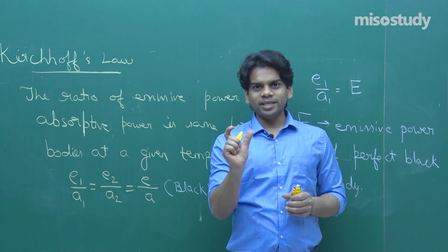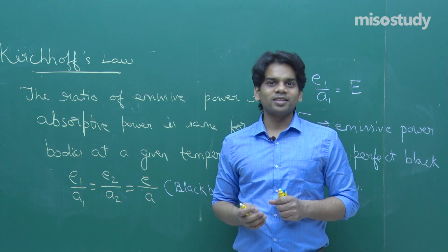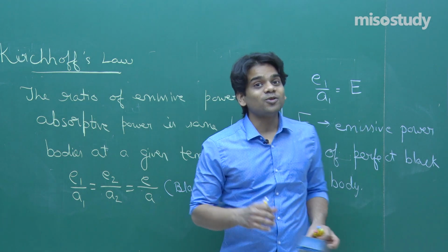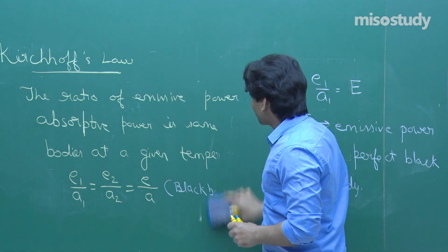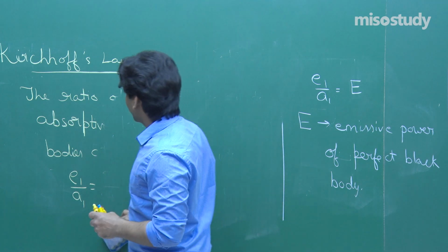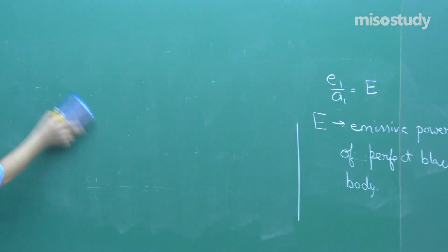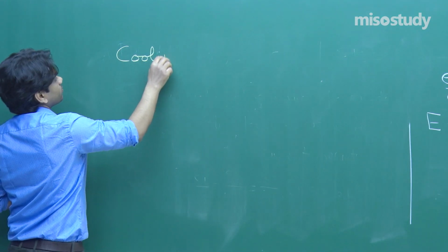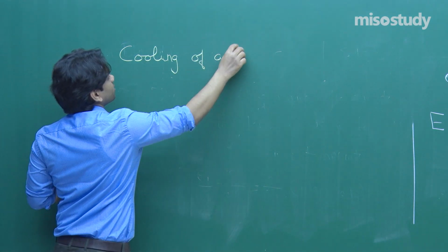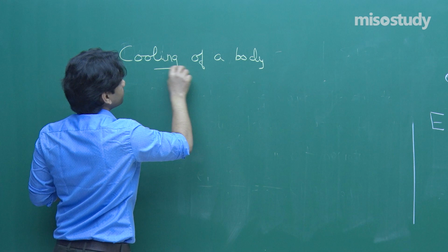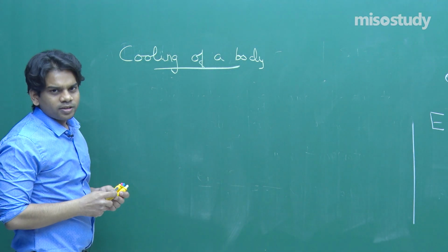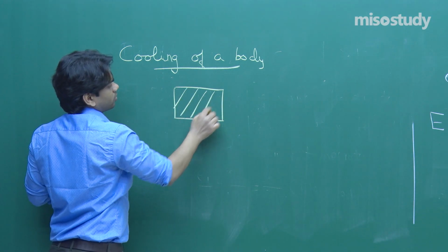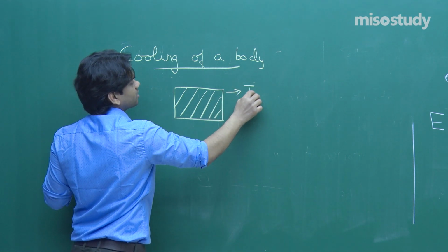Now we know the energy that is radiated by your body is dependent on the temperature, and on the fourth power of the temperature. Let's go ahead, let's try to see how a body gets cooled down gradually. So let's go ahead and learn about cooling of a body. Now we know that we have a body, and its temperature is, let's say, T naught.